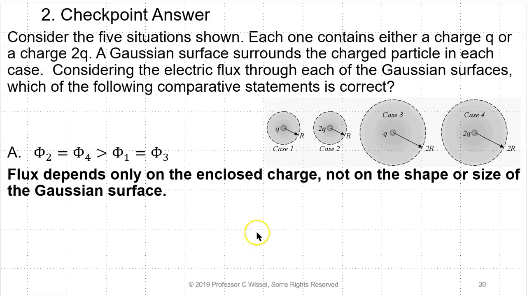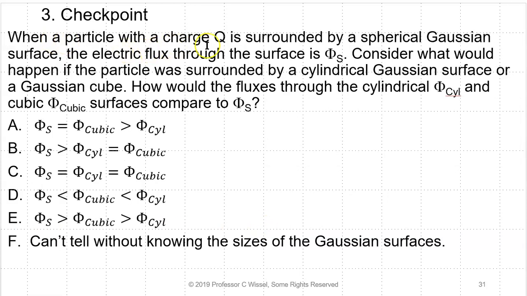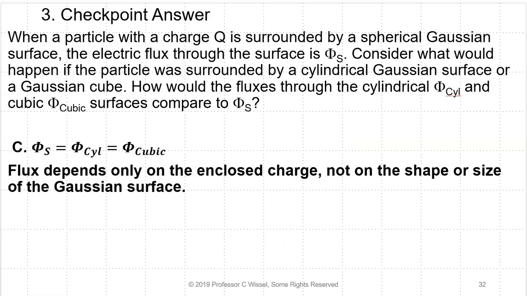Flux depends only on the enclosed charge, not on the shape or size of the Gaussian surface. When a particle with charge Q is surrounded by a spherical Gaussian surface, the electric flux of the surface is Phi_s. Consider what would happen if the particle was surrounded by a cylindrical Gaussian surface or a Gaussian cube. How would the fluxes through the cylindrical, phi cylindrical, and cubic, phi cubic compare to phi s? The shape doesn't matter, the size doesn't matter, so they're all going to be equal. The flux depends only on the enclosed charge, not on the shape or size of the Gaussian surface, which makes it a very powerful way of calculating things like this.